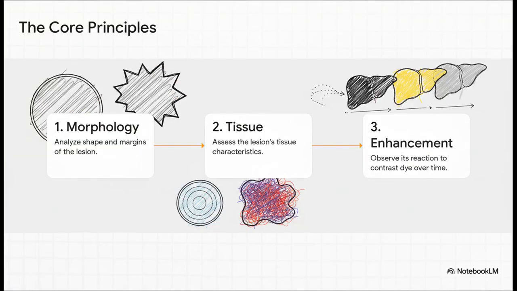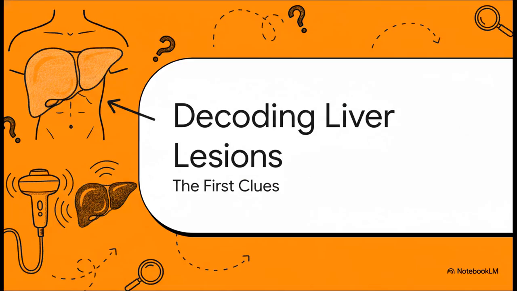And that system, it's really built on three main things. First up is morphology. That's just a fancy word for its shape and edges. Are they smooth? Are they jagged? Next, they look at its tissue characteristics. Basically, what's it made of? Is it just a simple fluid-filled sac, a cyst, or is it something more solid? And then there's the third one, and this one is a real game changer, dynamic vascular enhancement. All that means is they watch how it reacts, how it lights up and fades when they inject a special contrast dye.